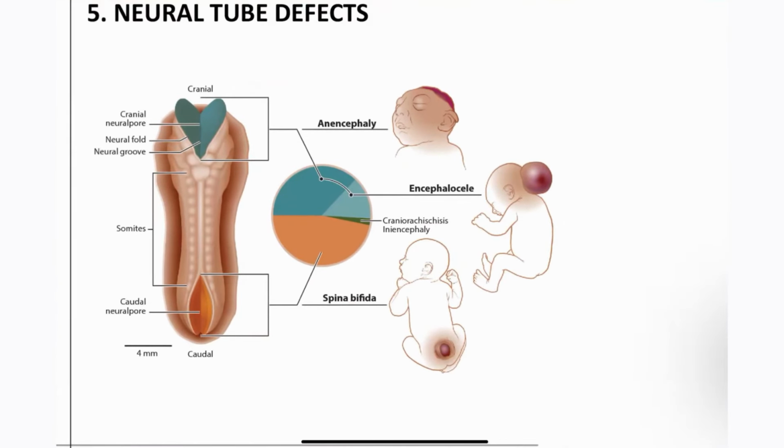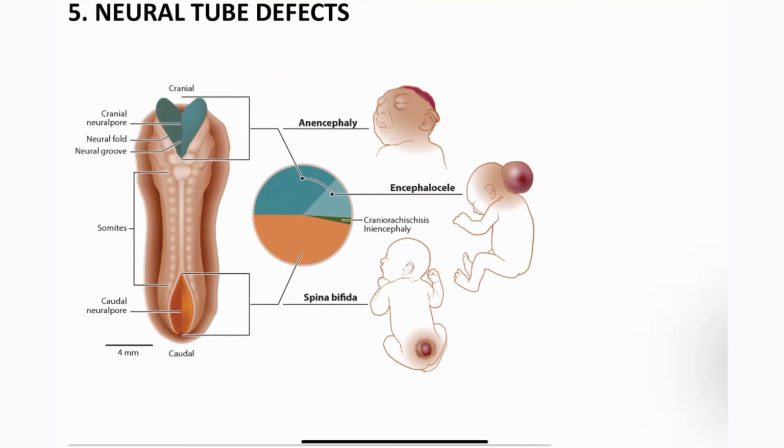Next, moving on to the neural tube defects. So we all know, in the picture here, this is the neural tube and how it is going to be formed. This is the cranial side and this is the caudal side. Let's understand first. There are two types, guys: anterior neural tube defects and also posterior neural tube defects.